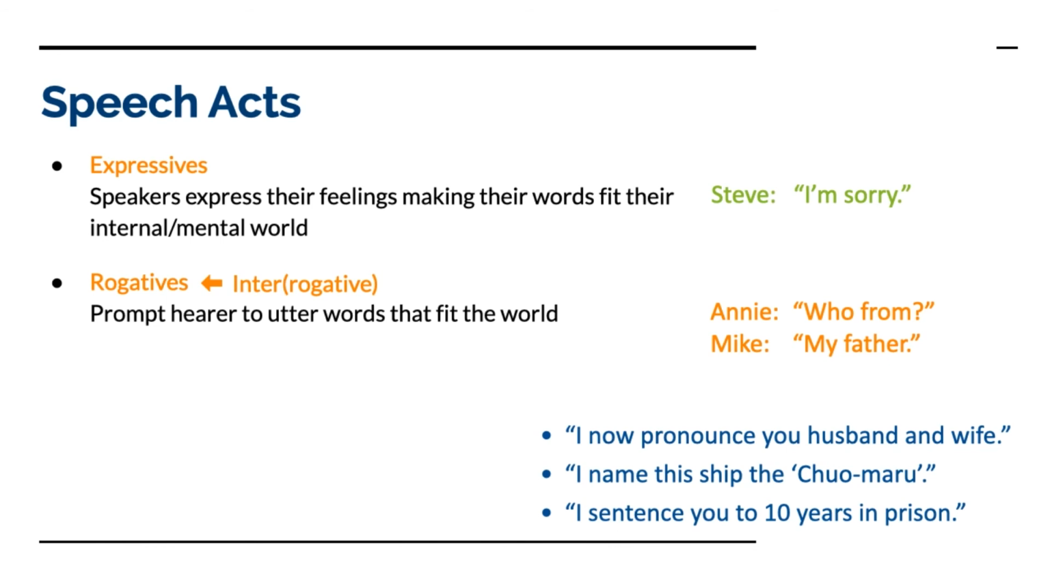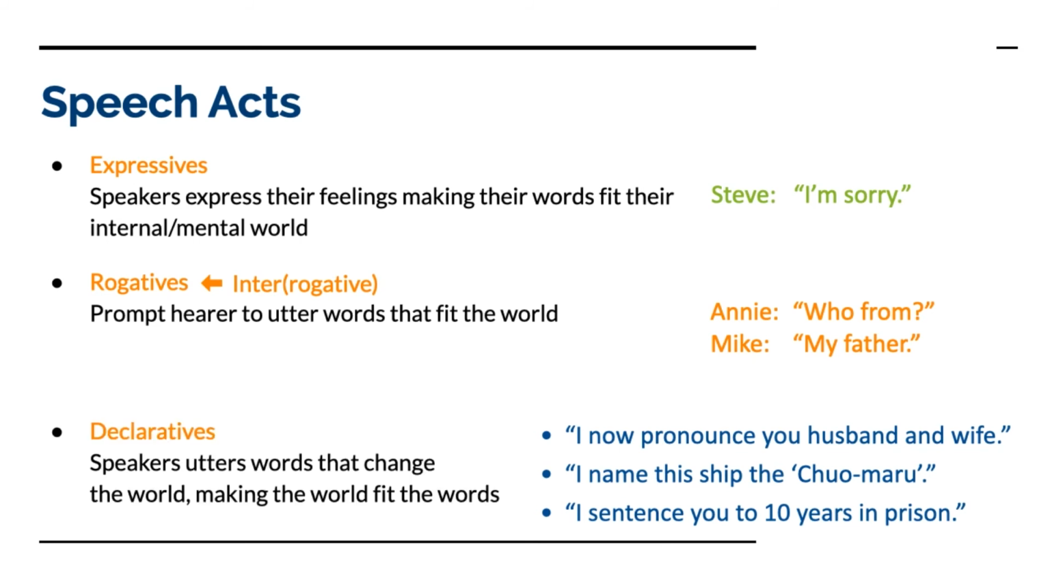What's special about these examples is that the relationship they have between the words and the world around is that both events are happening at the same time. What I mean is, in uttering the words, someone changes the situation in the world. We call these declaratives. Speakers utter words that change the world, making the world fit the words.